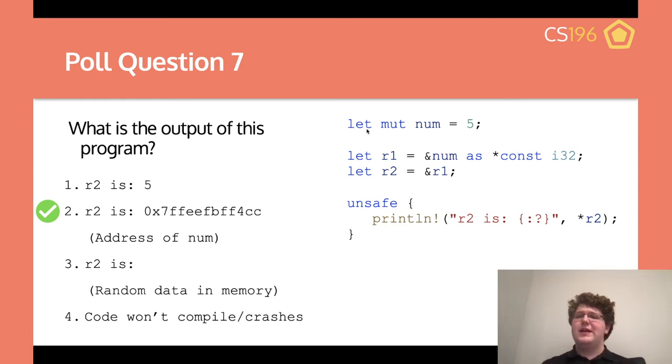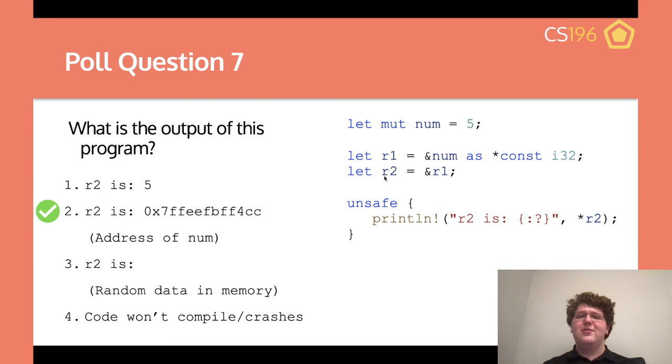What we're doing here is we have this number 5, and that's num. Now we're taking num and saying, get me the reference to num, and make it a const i32. So we're saying, give me a pointer to num. Now r1 is going to be equal to, say, 0x7FFEEFBFF4CC.